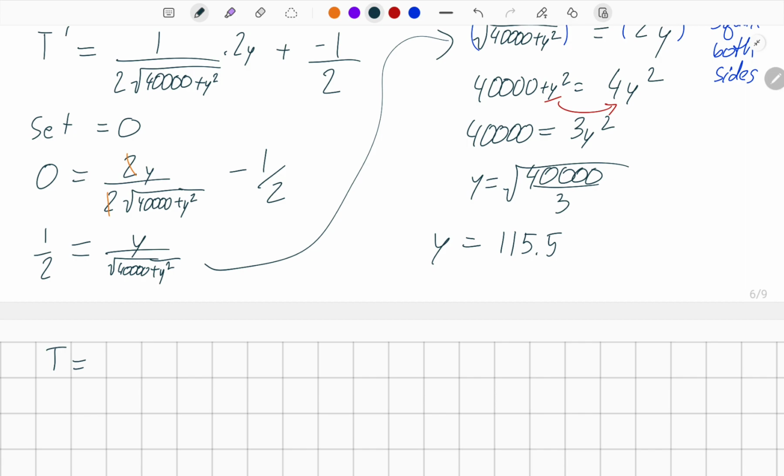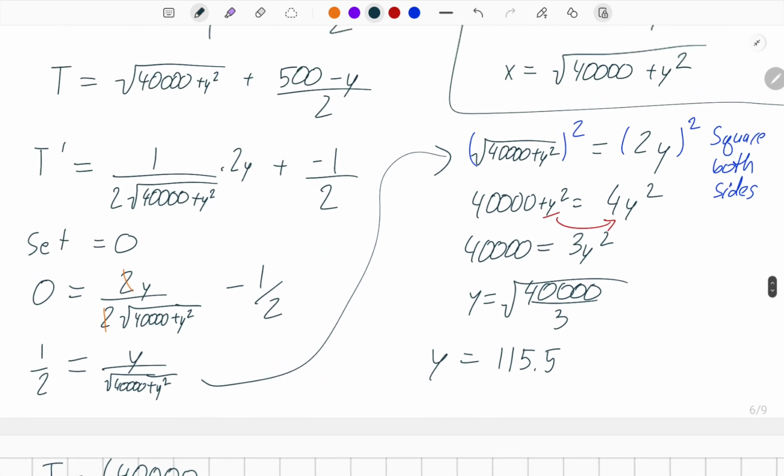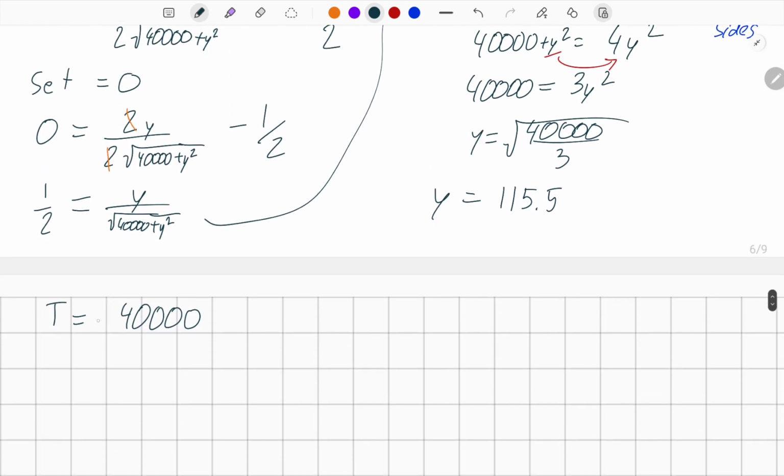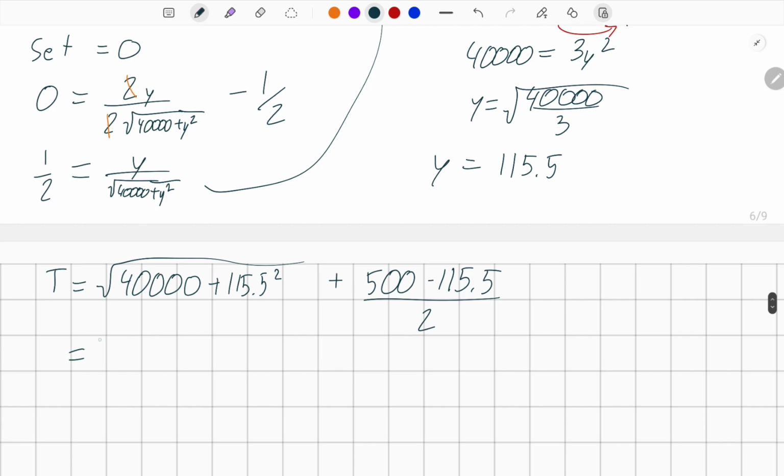So time is going to be equal to, 40,000 into that equation of y, or in terms of y. Square root of 40,000 plus 115.5 squared. And that, since we had square rooted that earlier, if we keep the exact same number, it'll work out nicely. Plus 500 minus 115.5 all over 2. And if you do this calculation, what you end up getting is an answer of about 423.2 seconds. Okay, so that looks good.